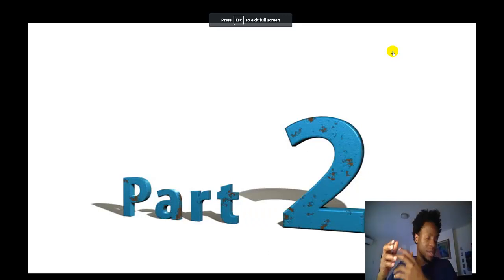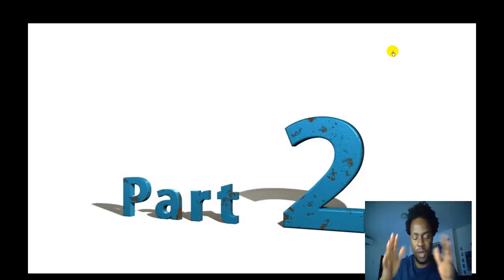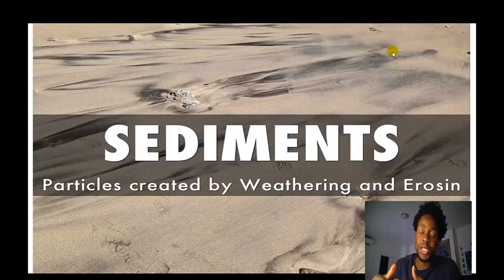All right, welcome to the second part of this unit. The second part ideally would have been erosion because we just finished weathering, but I felt that there is something more important that we should discuss before we get to erosion. So in this part two, we're going to be discussing sediments.